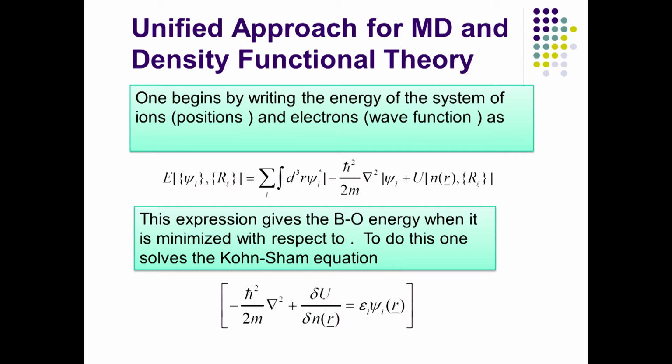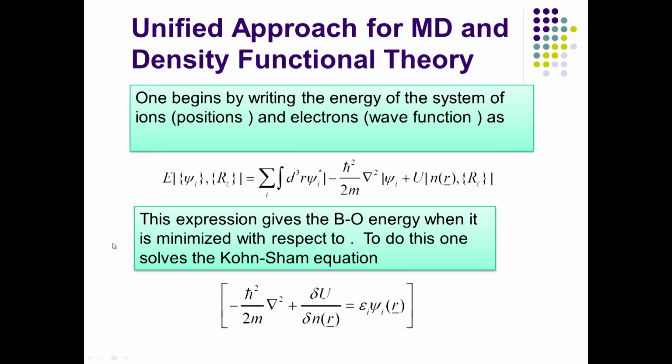So, let us move forward and begin by writing some equations about different parts of the Car-Parrinello method, which is called a unified approach for molecular dynamics and density functional theory. The reason it is called a unified method is because it is now going into the electronic state. So, now any atom can be handled by it.